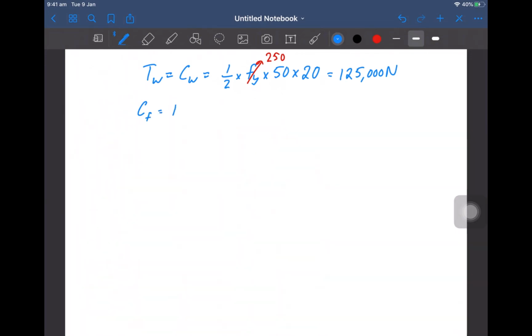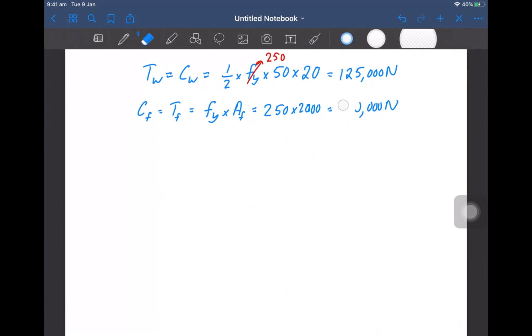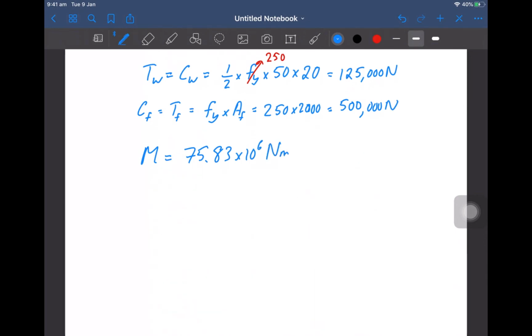So for the flanges, it's just rectangular blocks. So it's going to be the yield stress multiplied by the area of the flange, which is 250. We found the area of the flange before. It's 1,000 millimeters squared. So that's 250 kilonewtons. Sorry, it's 2,000. So it's going to be 500 kilonewtons. So if you plug all these values in, you'll get a bending moment of 75.83 kilonewton meters.